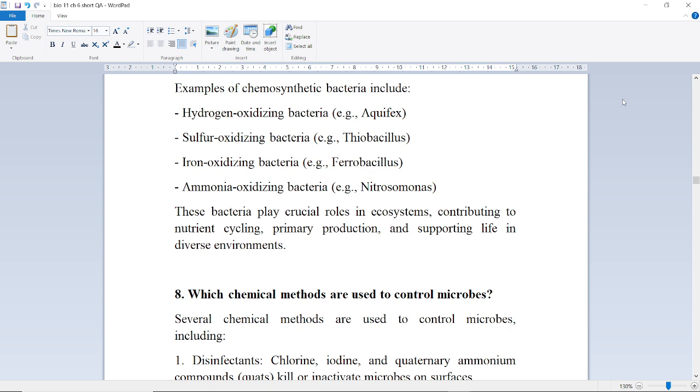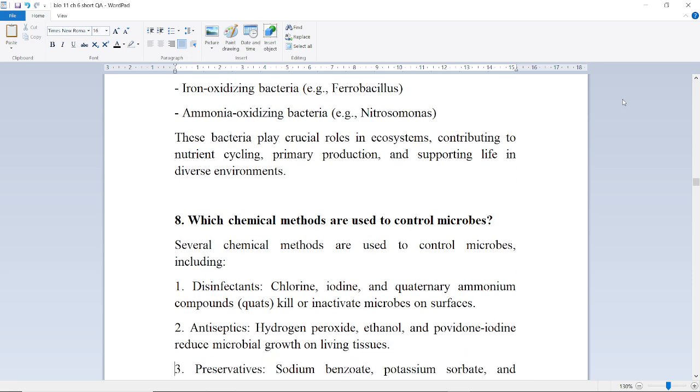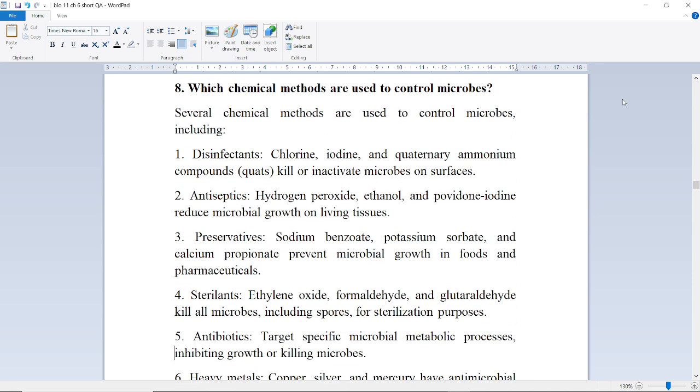Examples of chemosynthetic bacteria include hydrogen oxidizing bacteria, for example Hydrogenomonas; sulfur oxidizing bacteria, for example Thiobacillus; iron oxidizing bacteria, for example Ferrobacillus; ammonia oxidizing bacteria, for example Nitrosomonas. These bacteria play crucial roles in ecosystems, contributing to nutrient cycling, primary production, and supporting life in diverse environments. Next question is, which chemical methods are used to control microbes?